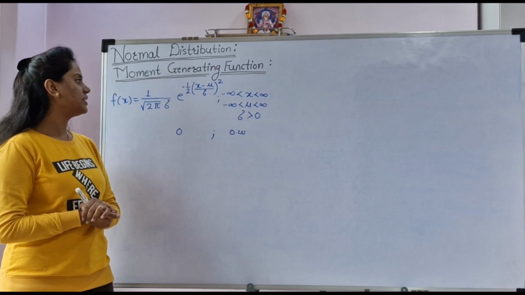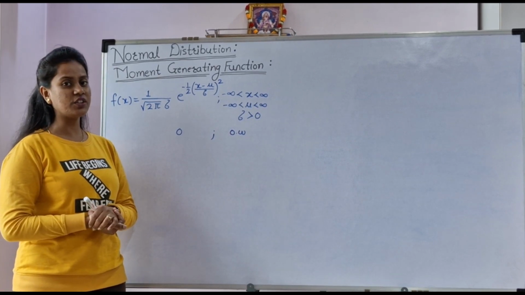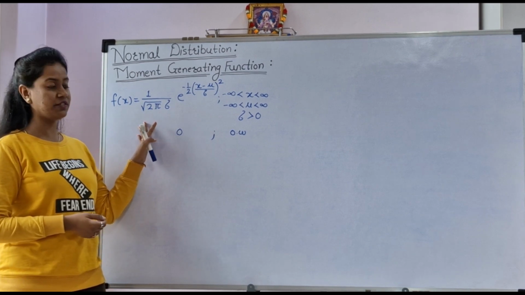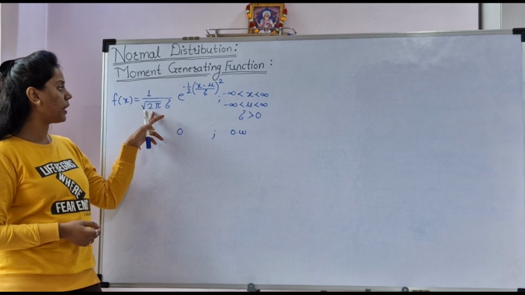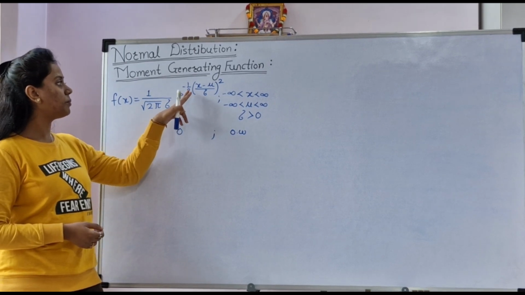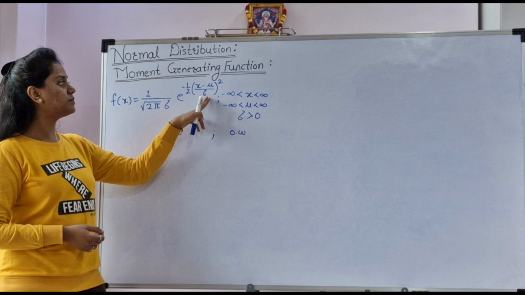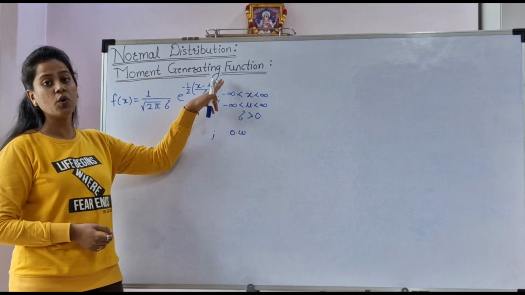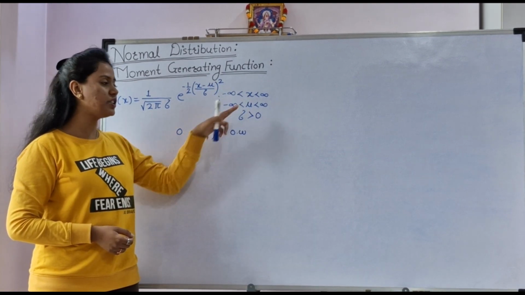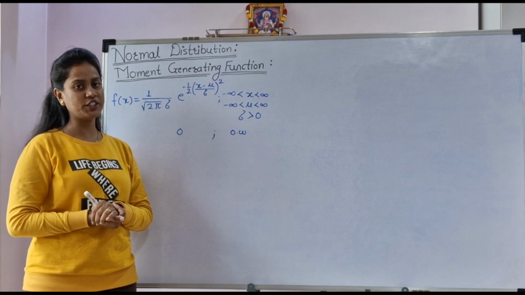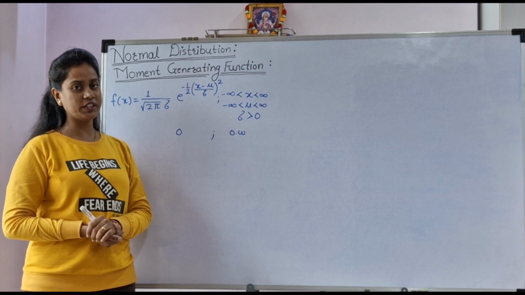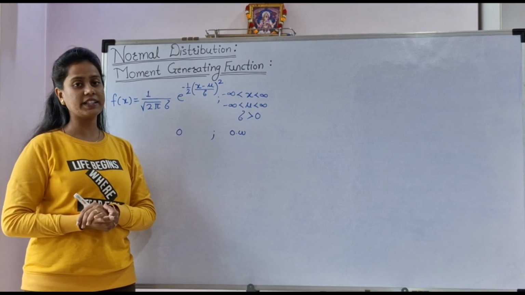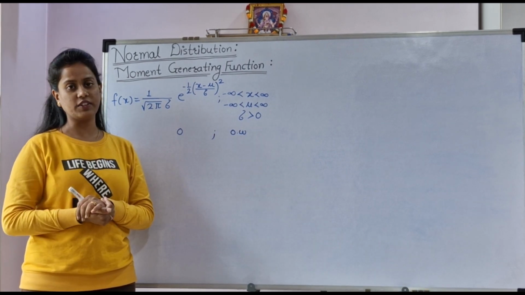Let's start with it. Here, the density function of the normal distribution is given. It is defined as 1 upon root 2 pi sigma e to the power minus half ((x minus mu) upon sigma) whole square. Here the range of x is minus infinity to infinity, the range of mu is minus infinity to infinity, and sigma is greater than 0, 0 otherwise.